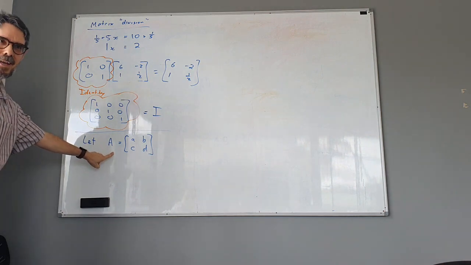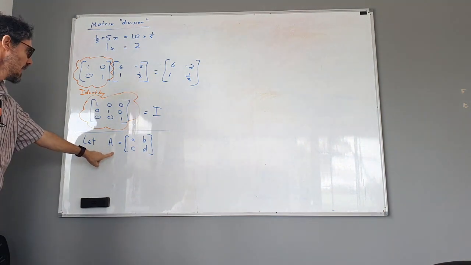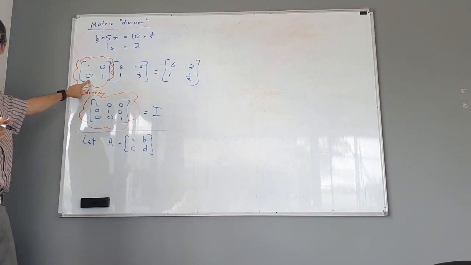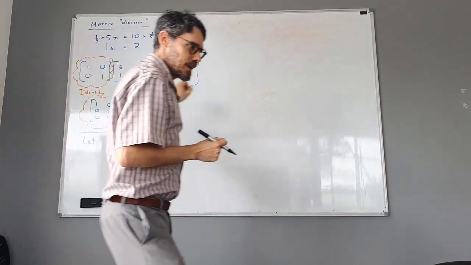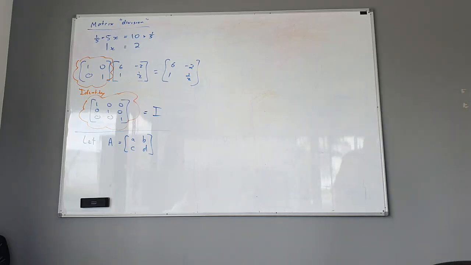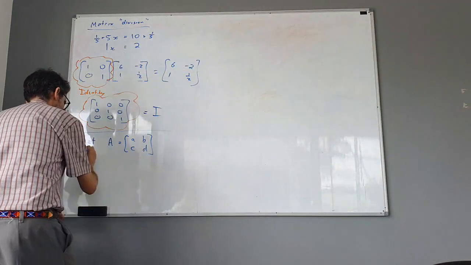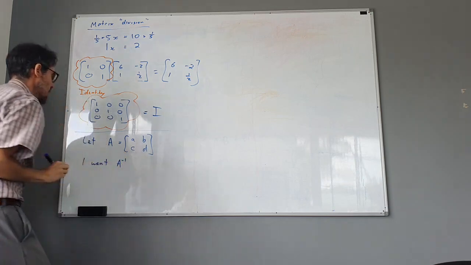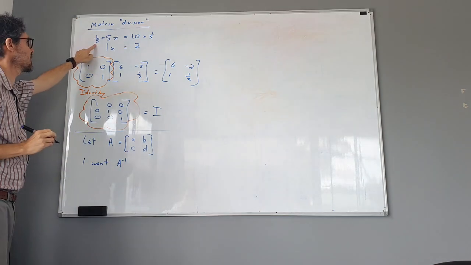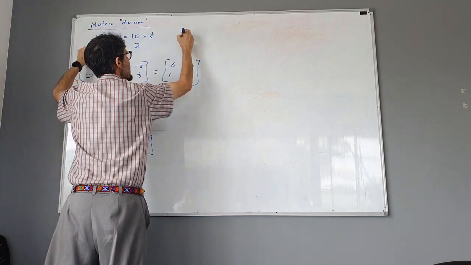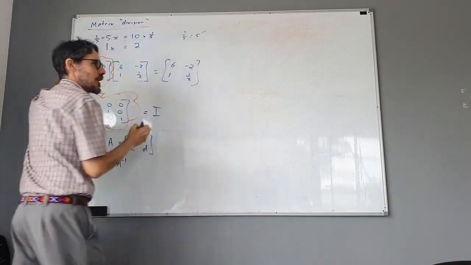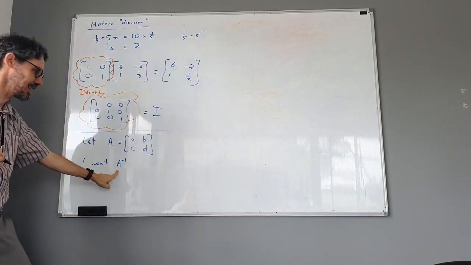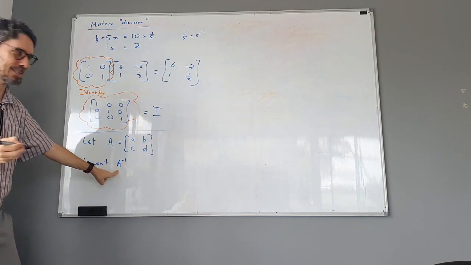I want to find another matrix that when I multiply by it will give me the identity. So I want an inverse matrix. See, I could have written this 5, 1/5 is the same as 5 to the negative 1, right? So I'm going to take this notation and write it here to mean the inverse.